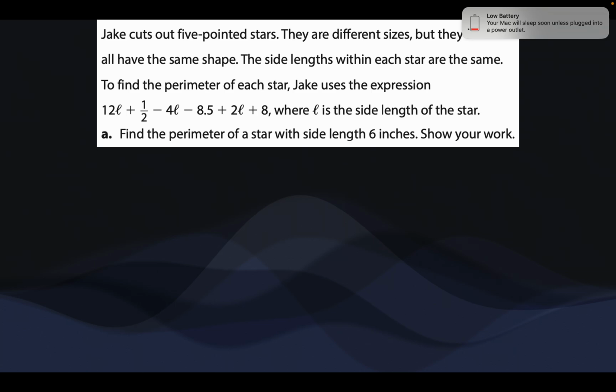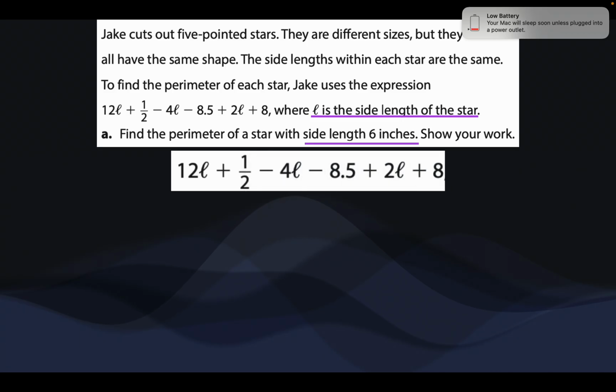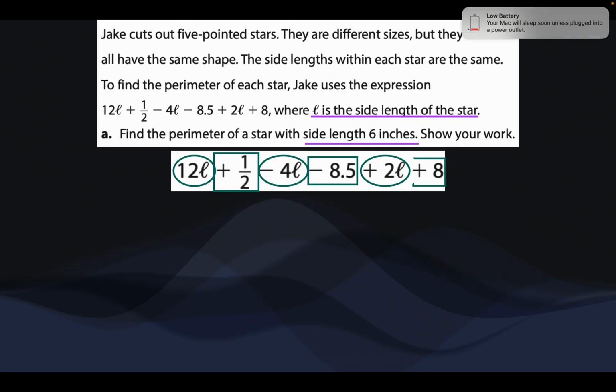Show your work. All right, so our first step is to write the problem where you actually have room to work it. So we write the problem, and now we just need to follow our order of operations. Parentheses and exponents, there's nothing. Multiplication and division, nothing that we can do. So we're at the point of adding and subtracting. So we're going to put our shapes. We're going to put circles around every term that has the variable L and squares around all of our constants.